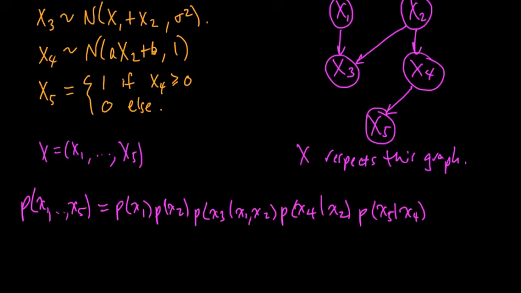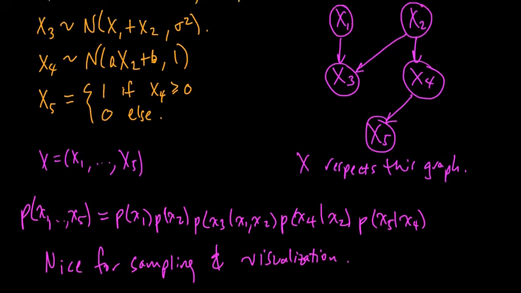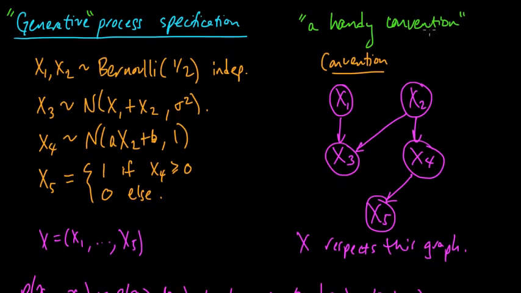and that would give you a way to sample from that joint distribution, a very natural way. So another thing, just write: nice for sampling and visualization. Okay, so I just wanted to tell you about that handy convention of the generative process specification.